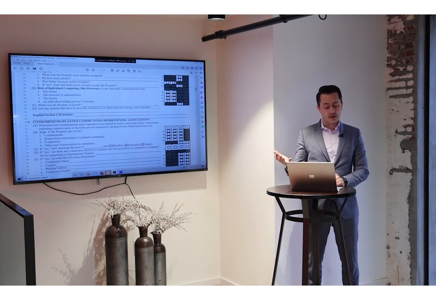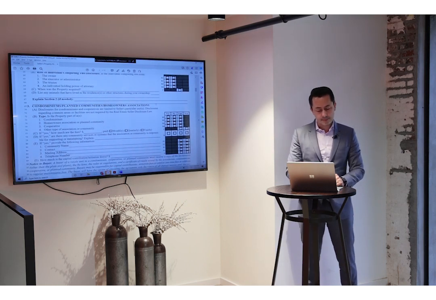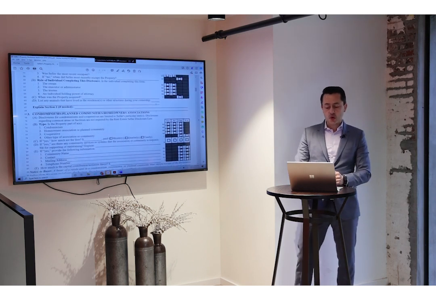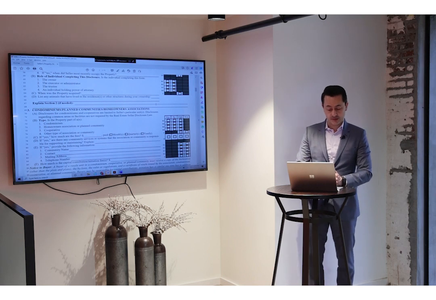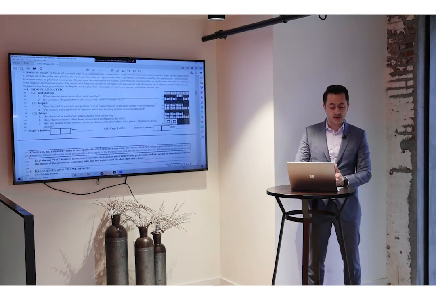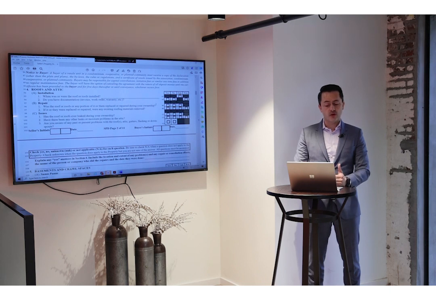When was the property acquired? Okay? Now, if you don't know the answer, just put unknown. A lot of clients don't know many technical things about this. For example, when were the roof or roofs installed?